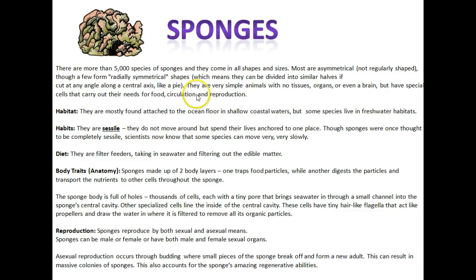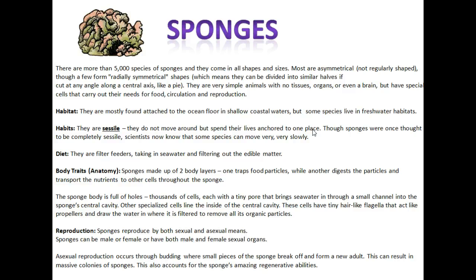they are very simple animals with no tissues, organs, or even a brain. But they have special cells that carry out the needs for food, circulation, and reproduction. They're mostly found attached to the ocean floor in shallow coastal waters, but some live in freshwater habitats. They are called sessile. Sessile means they don't move around. They just spend their lives anchored in one place. Kind of like sedentary, staying still.